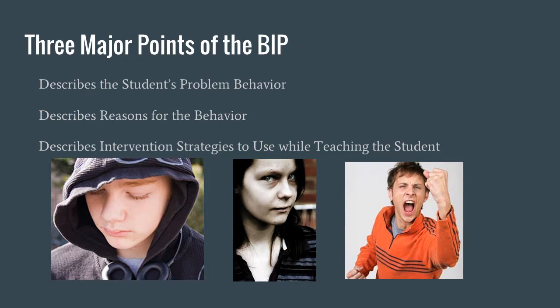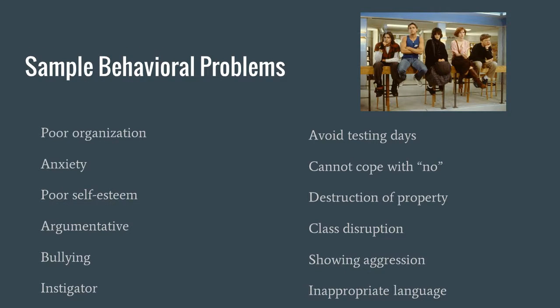There are three major points to the BIP. Describe the student's behavior, list the reasons for the behavior, and provide intervention strategies. Teachers must be mindful of the many different behavioral problems that can lead to a BIP. They can include subtle issues like anxiety and disengagement from work, but they can also include more overt issues such as bullying and class disruption.